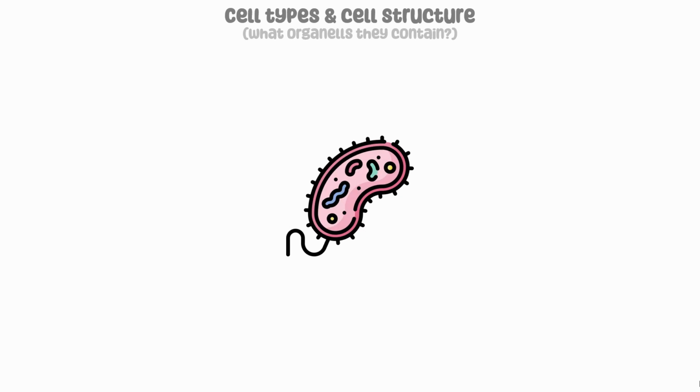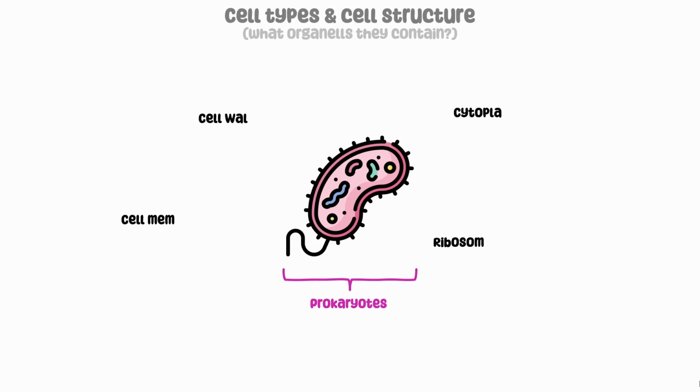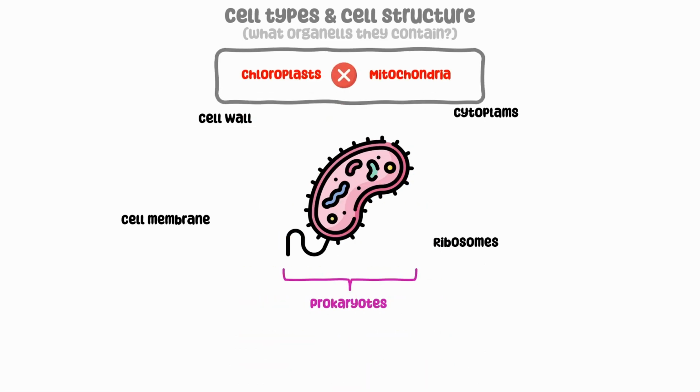Unlike the cells we've looked at earlier, bacteria are prokaryotes, which means they're unicellular. They have a cell wall, cell membrane, ribosomes, and cytoplasm, just like our eukaryotic cells. However, they do things a bit differently. Bacteria don't have mitochondria or chloroplasts. Instead of a nucleus, they have a circular strand of DNA, often called a circular chromosome. Some bacteria even have extra rings of DNA called plasmids, carrying useful genes like antibiotic resistance.